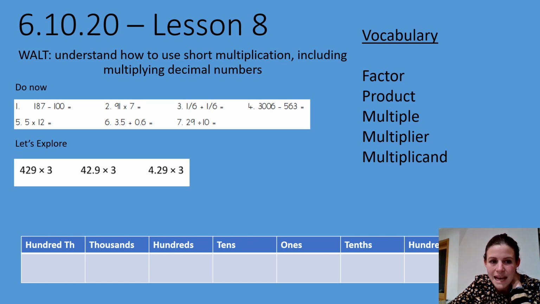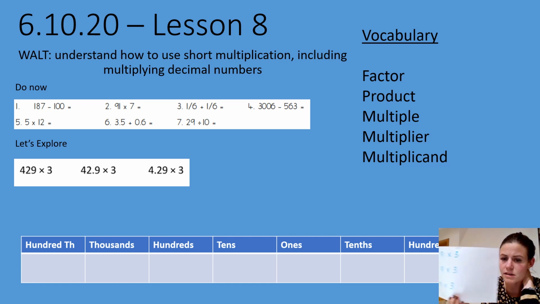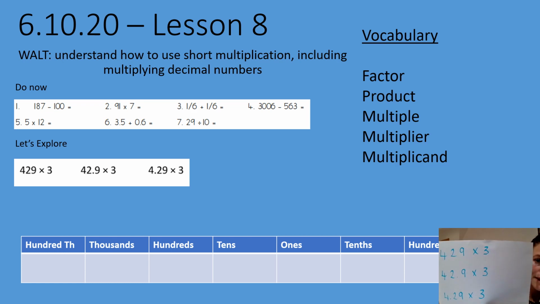Okay, let's explore is a really good look at multiplication now. So yesterday we were looking at multiplying decimal numbers by 1-digit numbers and trying to decide how can we get that decimal number to a whole number before we multiply. The Let's Explore has got 3 numbers. It's got 429 multiplied by 3, 42.9 multiplied by 3, and 4.29 multiplied by 3.